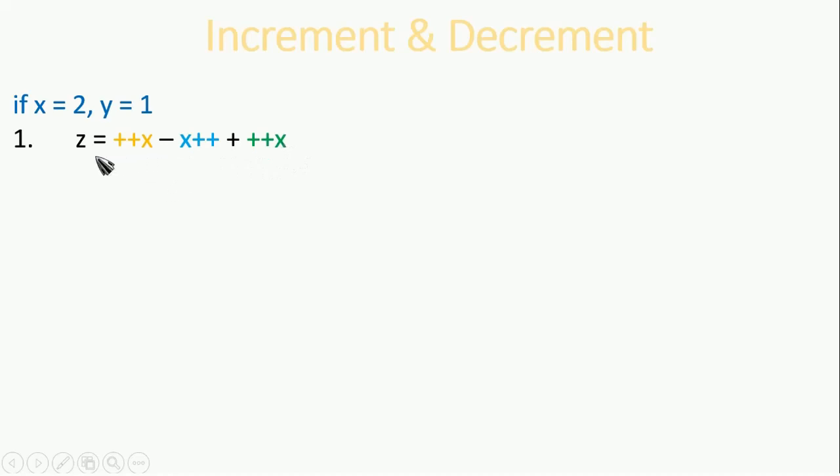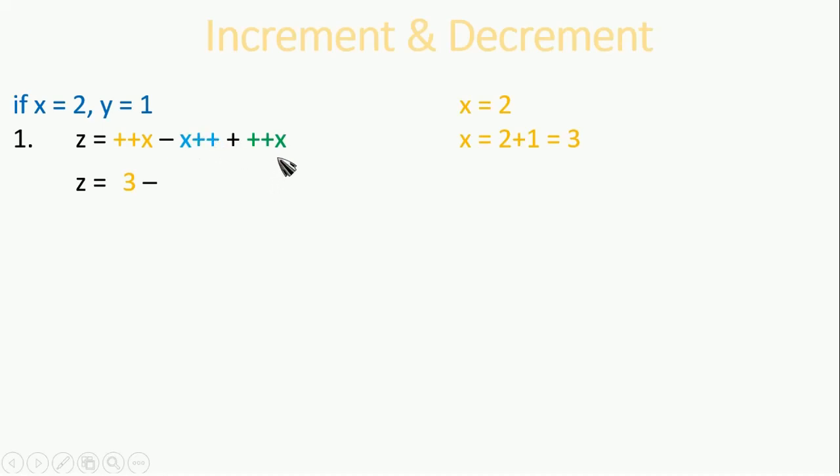So here let us write z is equal to, you can see here pre-increment. Pre-increment means the value of x is going to be incremented and then it is going to be stored. So that means here x is equal to 2 and then pre-increment becomes 3. So the 3 value is substituted here. 3 minus then x++.